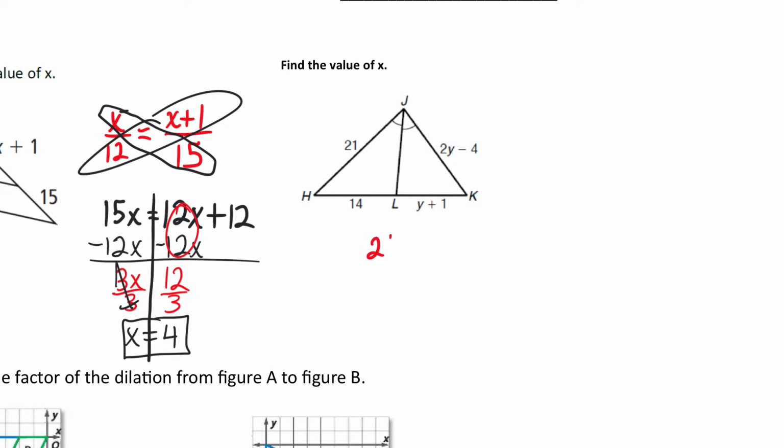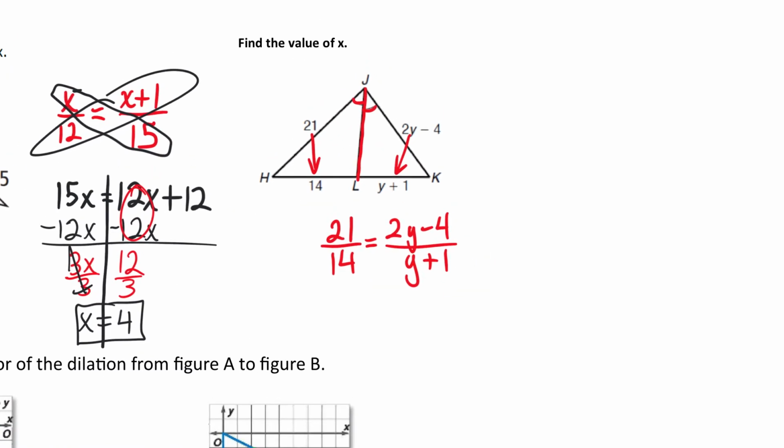Okay, so on this one, I'm going to say 21 is to 14 as 2y minus 4 is to y plus 1. Okay, so since this angle and this angle are congruent, this is split proportionally. So all I did was put this over this over this. And there's different ways you could set that up, but I think that's the easiest way to see.